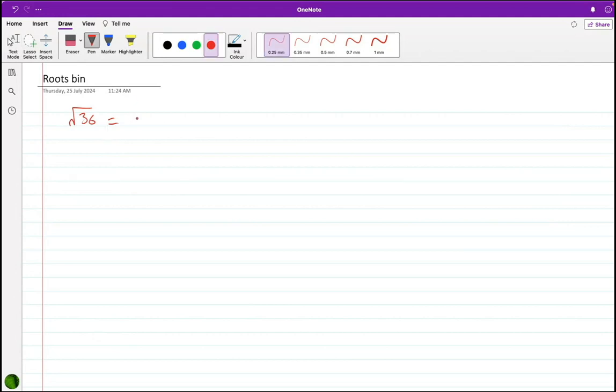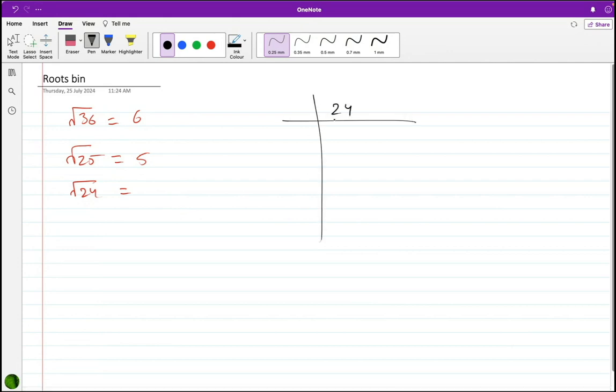6. Square root 25? 5. Square root 24? Stay in exact form, not decimals. Give me a second. Quick revision. That means you remember it. It's third. 24, 2, 12, 2, 6. Very good.